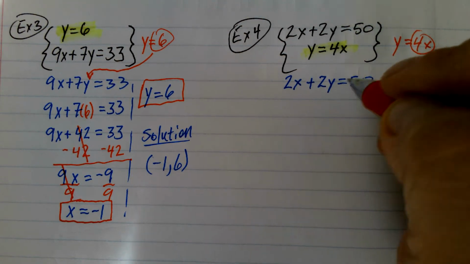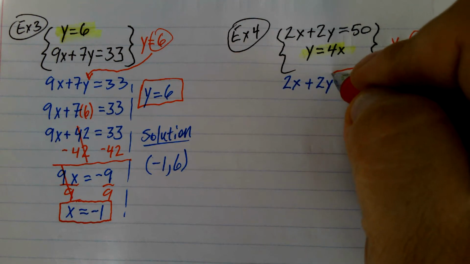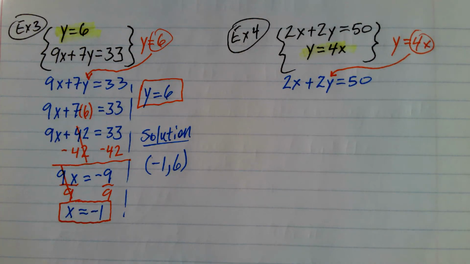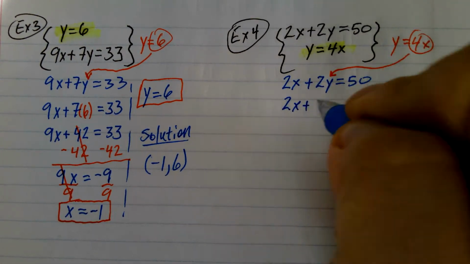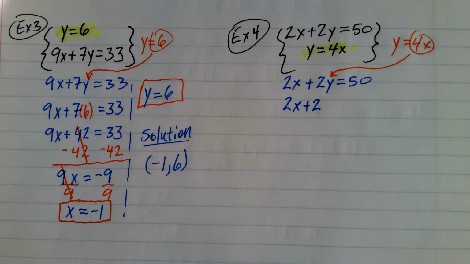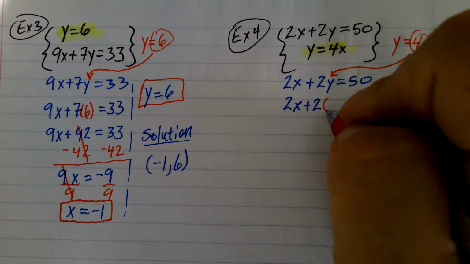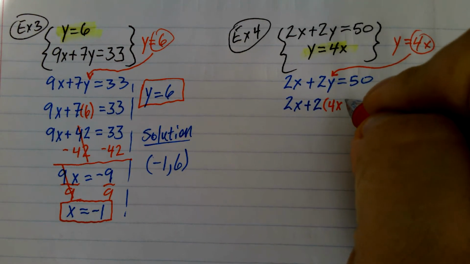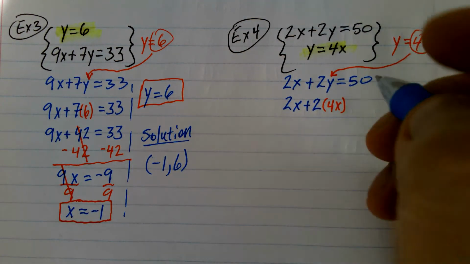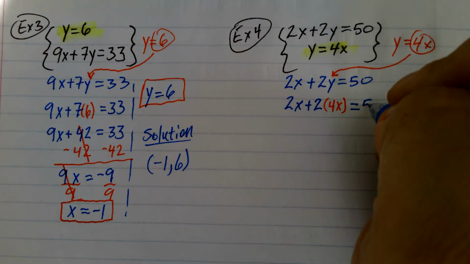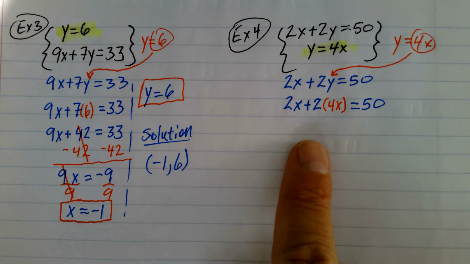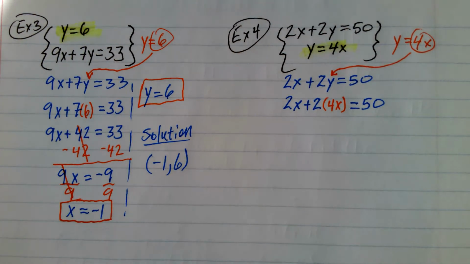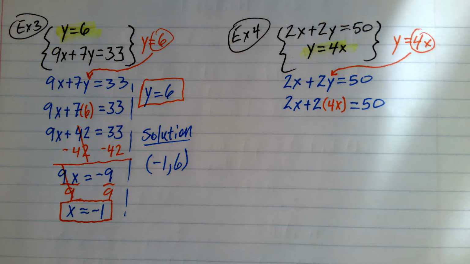Okay. And I'm going to substitute now. I'm going to take what y equals, 4x, and in the other equation, I'm going to replace, right? I'm going to replace y with 4x. Let me show you what that looks like. 2x plus, not 2 times y, but 2 times 4x. Oh, this is interesting. You're changing it up on me, Mr. Contreras. Yes, I am. Just to keep you on your toes.